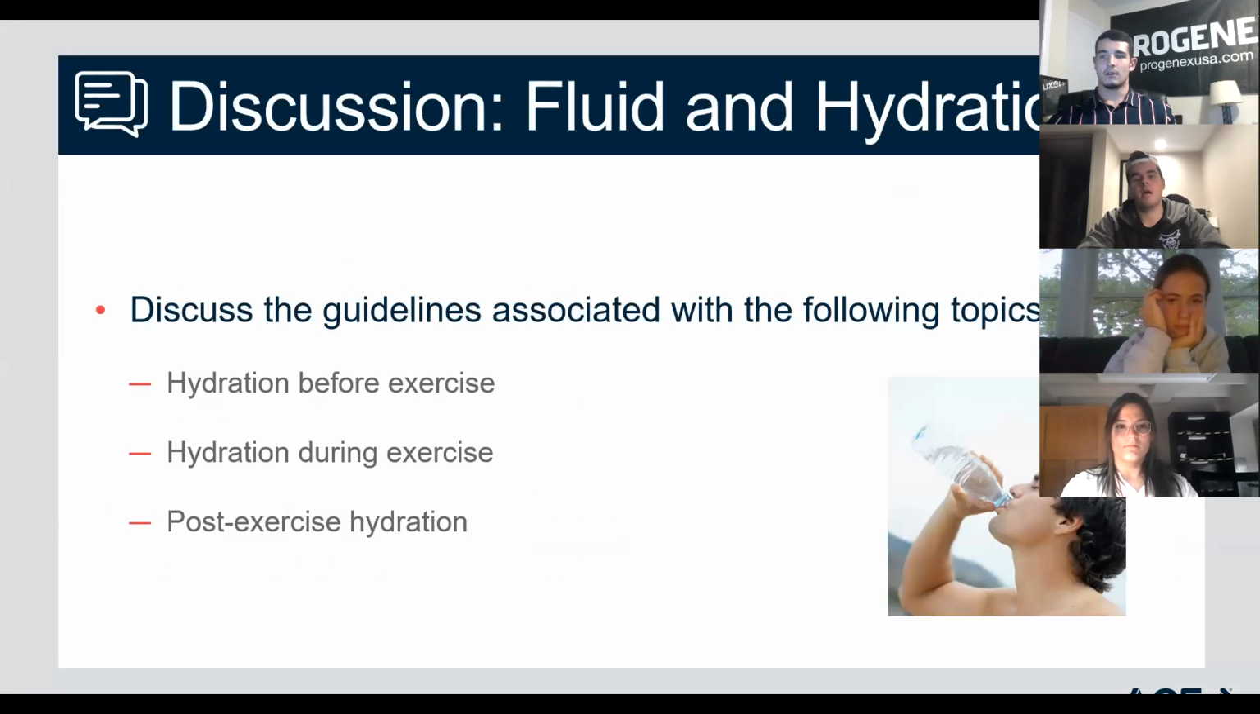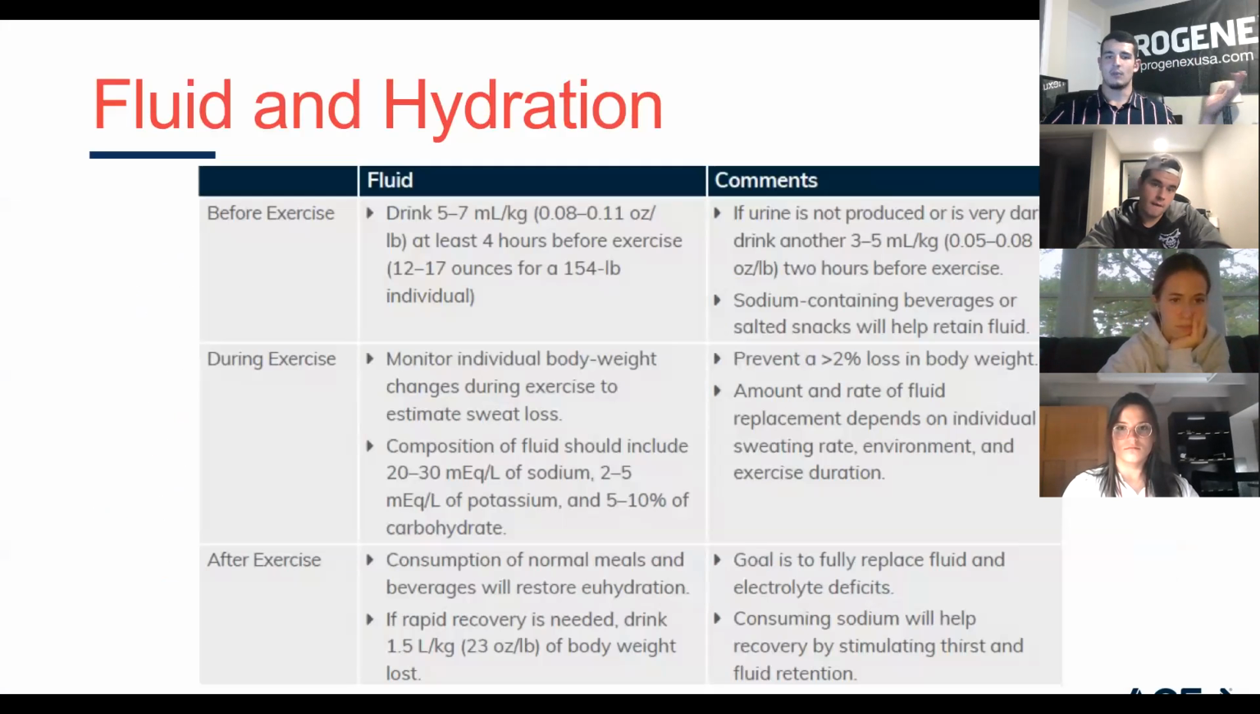Fluid and hydration. We're finishing up the slides here. Basically what I want to say is, for all intents and purposes, drink when you're thirsty. Don't drink more than you're thirsty for is a really good recommendation. So hydrate before, during, and after exercise, but you don't need to drink any more than you're thirsty for. These are the actual recommendations. And obviously you all know the signs of being dehydrated, like very dark colored urine. We're just trying to make sure we're drinking enough to support activity.